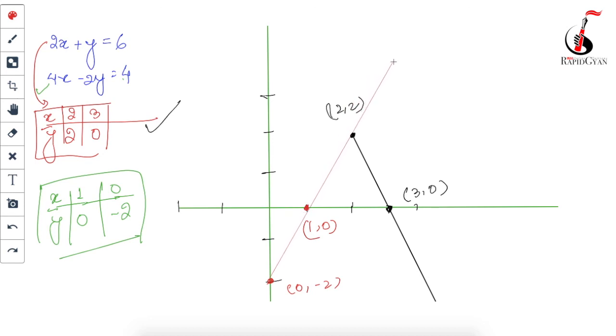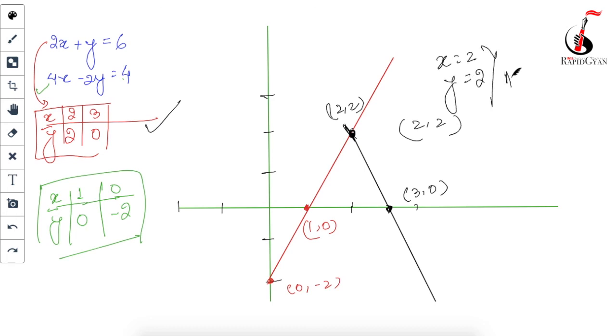This is going to be something like this. If you actually draw this on graph paper, they are going to intersect at this point, correct? They are going to intersect at point 2 comma 2. If they intersect at point 2 comma 2, it means your solution is 2 comma 2, which means the value of x is 2 and the value of y is also 2. That's your answer.